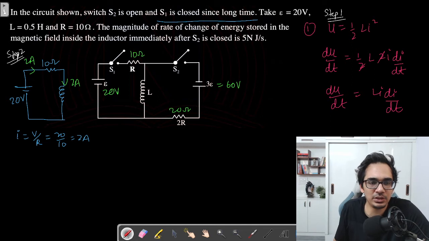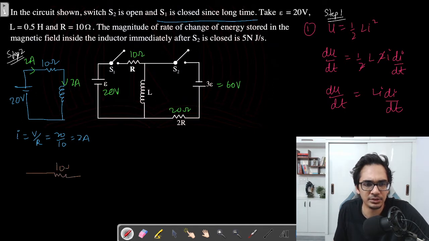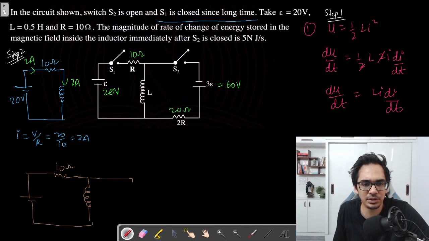So when S2 is just closed, this will be the situation. I will draw the diagram. Just let me know if you understand this. So this is the inductor. Everything is as it is. Now S2 is also closed.